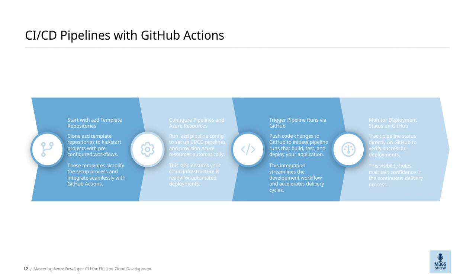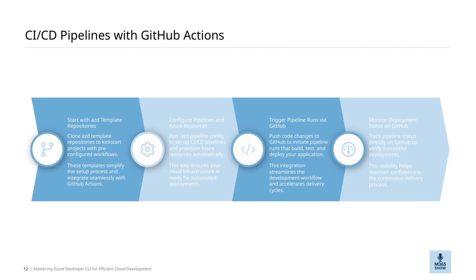To set up these pipelines, you run a simple command like asd pipeline config. This command helps you configure your CI/CD pipelines and automatically provisions the necessary Azure resources. It's a straightforward way to ensure your cloud infrastructure is ready for automated deployments, reducing manual setup and potential errors.